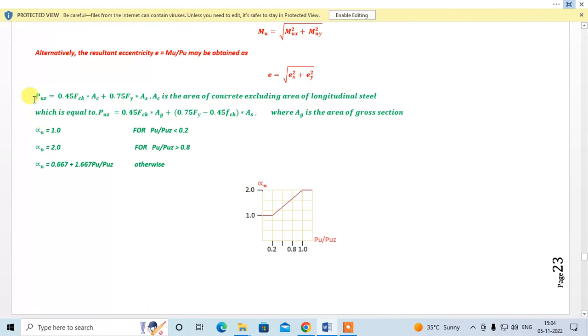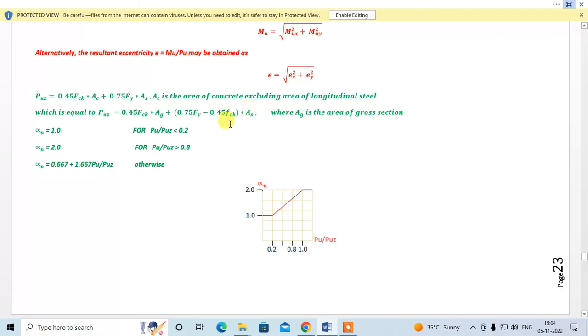Fine. PUZ is the ultimate load that the column can carry, which is formulated as 0.45 fck into Ac plus 0.75 fy into As. As is the area of the steel, Ac is the area of the concrete, right? So this can be replaced this way. PUZ is equal to 0.45 fck into Ag, Ag is the gross area. Okay, over here it is Ac, now over here I am using Ag. 0.45 fck into Ag plus (0.75 fy minus 0.45 fck) into As. As is the area of steel. So this can be replaced by this. I am going to use this formula.